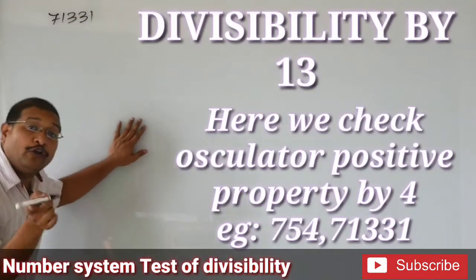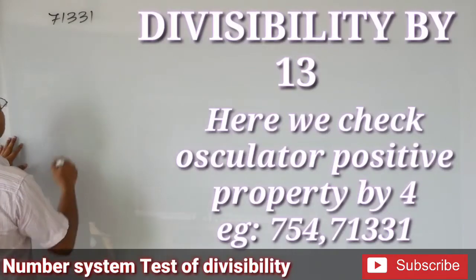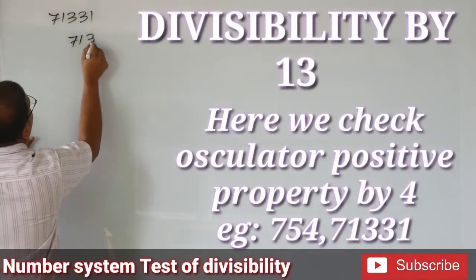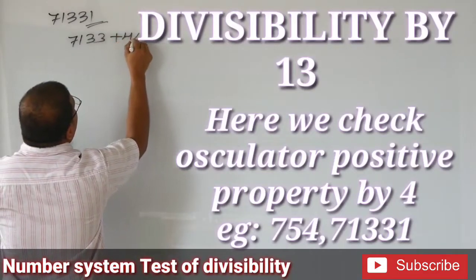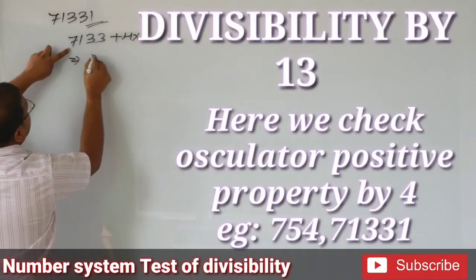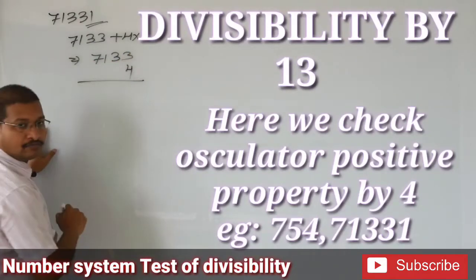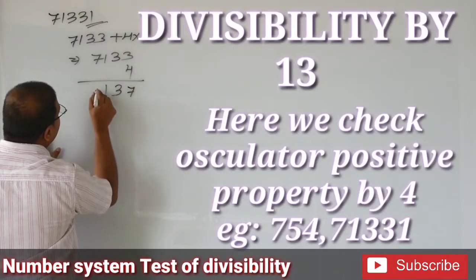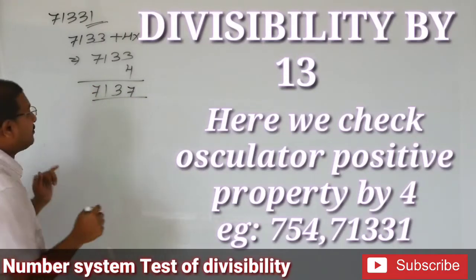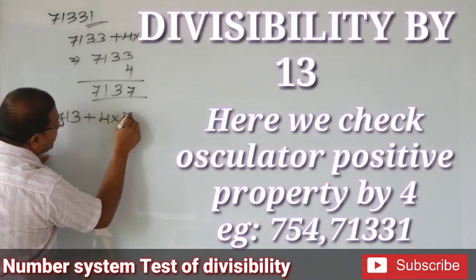71331. Ready? We are going to use the positive osculator property by 4. That means what you will do? 7133. The last digit will be removed. Plus 4 into 1. That means what you will get? 7133, 4 ones are 4. We'll add it now. So 3 plus 4, 7, and 3 we will write, 713 and 7. Again we'll try. That means 713 plus 4 into 7.